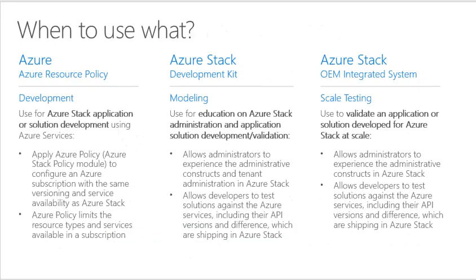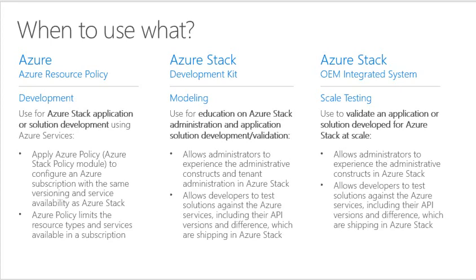Now, the last part is when to use it and what. This is the most crucial part, basically. So we defined what it is, why, how, and when, but this time it is what is in it for us. Azure Resource Policy, Dev Kit, and OEM integration system. You can see the development, modeling and testing using an Azure Stack application or solution, using services like Azure Policy to configure Azure subscriptions, versioning, and the possibility of limiting what is possible and what is blocked. This is through Azure Policy itself.